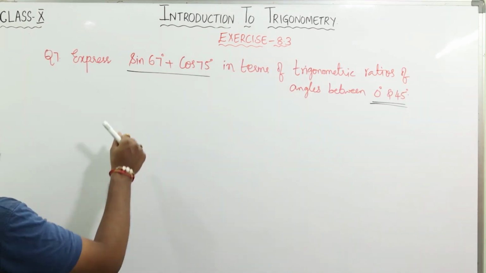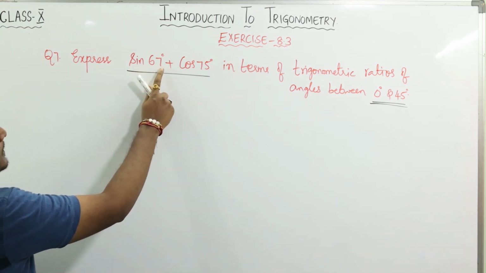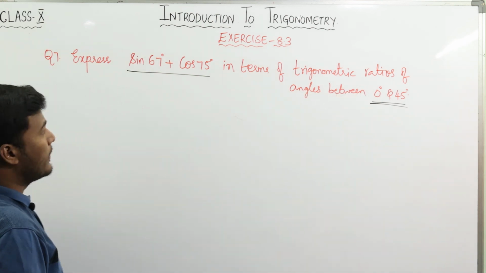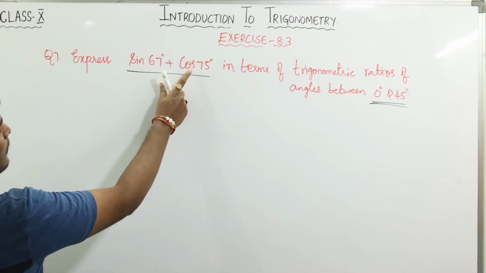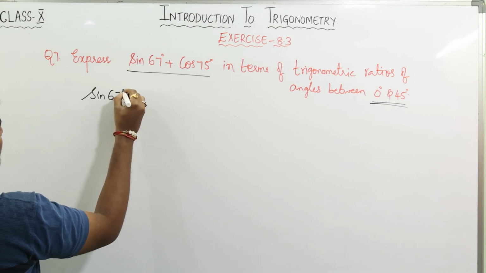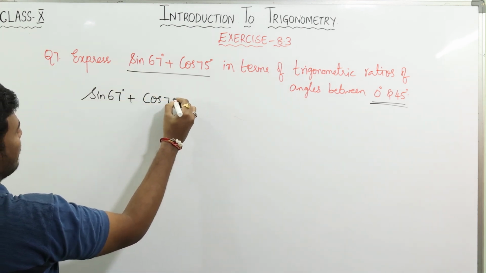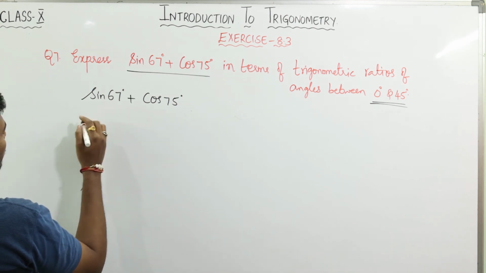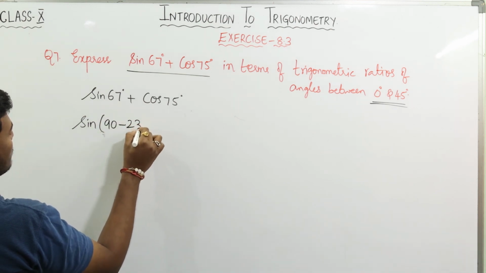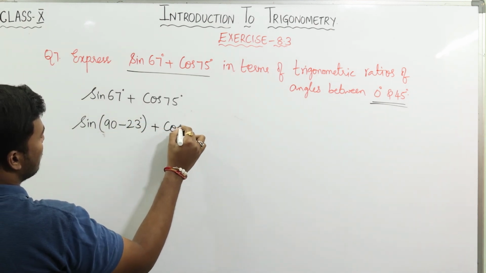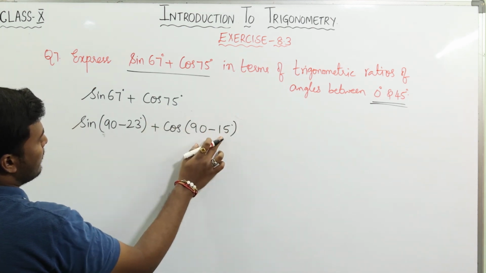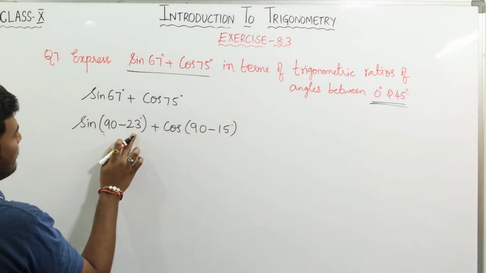The last problem of the exercise, that is, express sine 67 degrees plus cos 75 degrees in terms of trigonometric ratios between 0 and 45 degrees. So we have to express this sine and cos in between the angles 0 and 45. For that, first let us consider sine 67 degrees plus cos 75 degrees. Now we are trying to express this in terms of 90 minus 23 degrees, since 67 plus 23 is 90, and this cos can be written as cos (90 minus 15 degrees), since 75 plus 15 is 90.